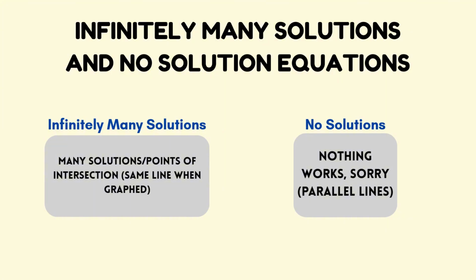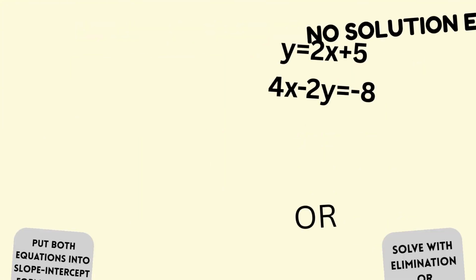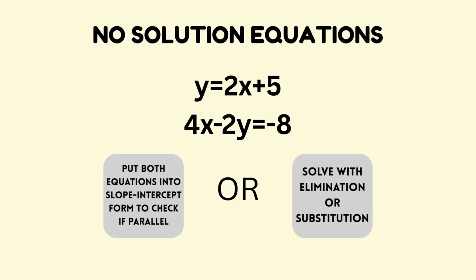We'll start with no solution equations. We have 2 choices for how to solve this problem. Option 1, we can change the linear equations into slope-intercept form, which will let us see if they're parallel because of same slopes, different y-intercepts, or option 2, we solve for the solutions either with elimination or substitution. Both work, but for this problem, I'm personally solving with substitution.